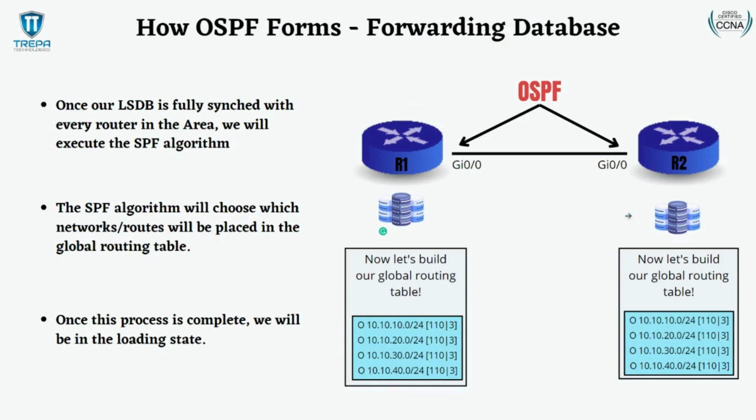All right, now building the forwarding database. So building our actual routing table. Now that we've gone through the neighbor table and the link state database, our topology table, now we need to build our global routing table so routers can actually pick how to send packets. So now we're going to execute the OSPF algorithm, or the shortest path first algorithm, which again is going to be that reference bandwidth divided by actual bandwidth. And lowest cost is going to be the best path that goes into the global routing table, right?